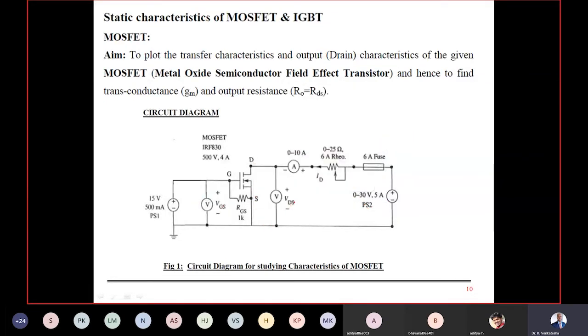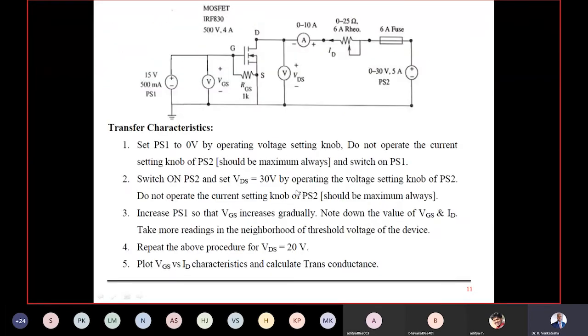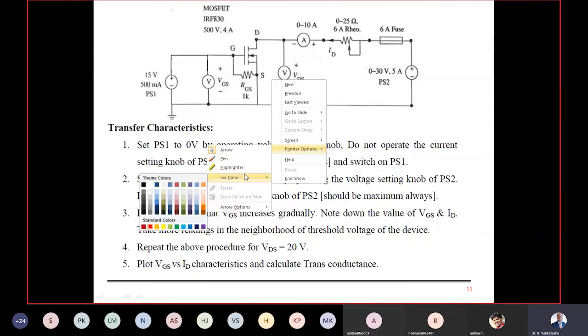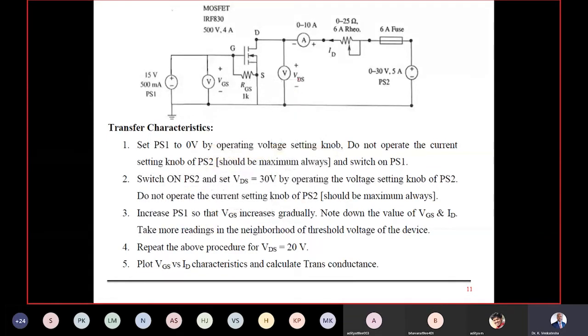Now we need to conduct the experiment. When you want to conduct the experiment, there are two categories. The first category is called the transfer characteristics of the MOSFET. What do you mean by transfer? When you say transfer, I take one of the output parameters and one of the input parameters. On the output side we have VDS, the output voltage. ID is the output current. On the left hand side, the input voltage is VGS, and the input current is IG.